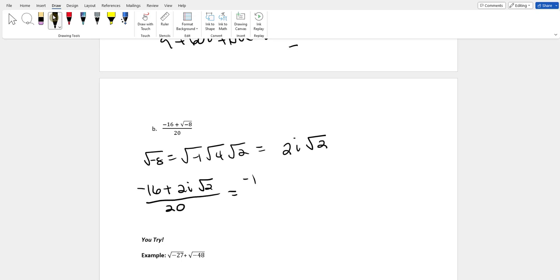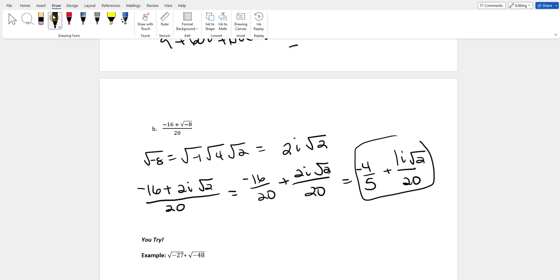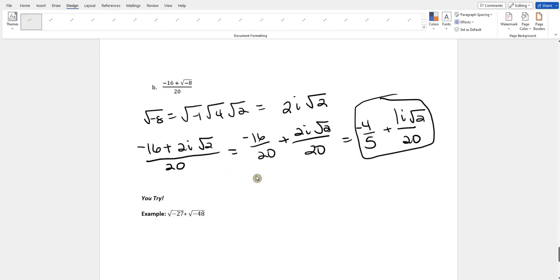But we have to split it apart and we have to simplify our fractions. So when we simplify, negative 16 over 20 simplifies to negative 4 over 5. And then 2 over 20 will simplify to 1 over 10. But don't forget, we still have an i here. You don't have to write the 1, but it'll be i square root of 2 all over 10. So this will be our final answer. So I do want to emphasize that when you do it in MyMathLab and you have fractions, split it up and see if the fractions reduce.